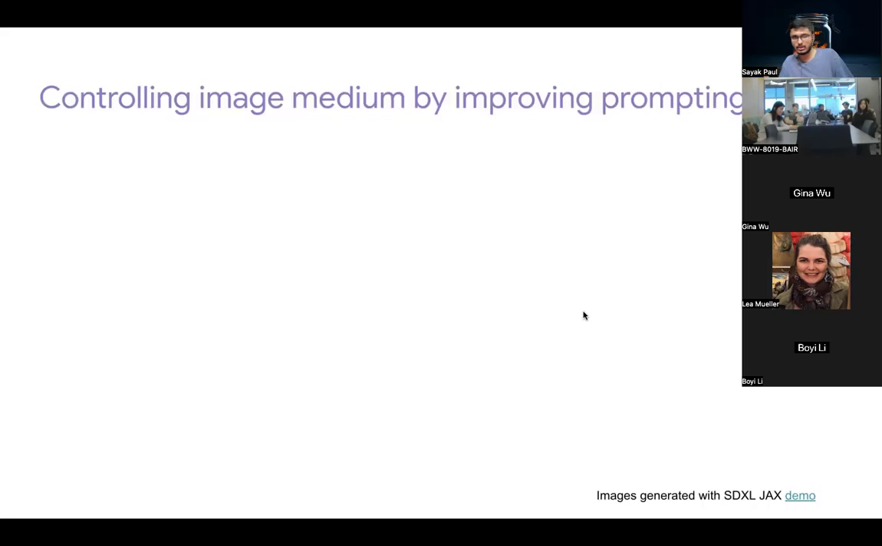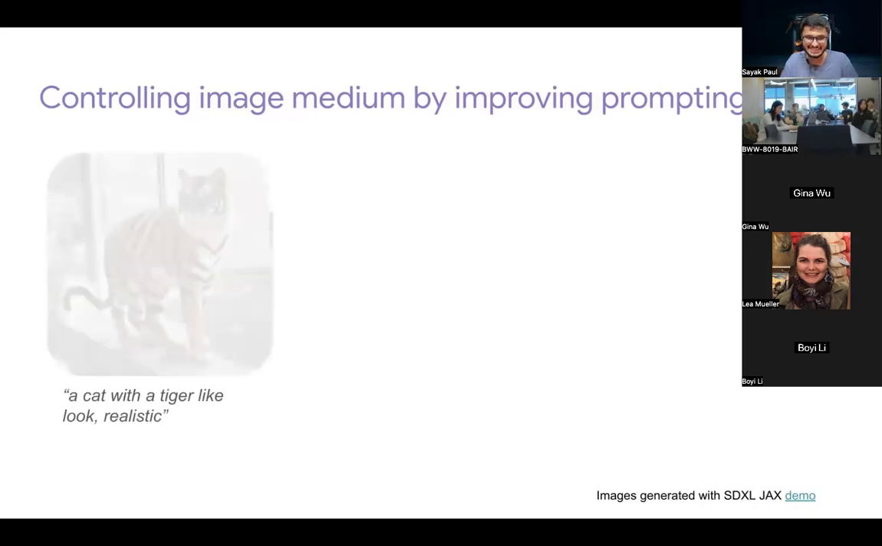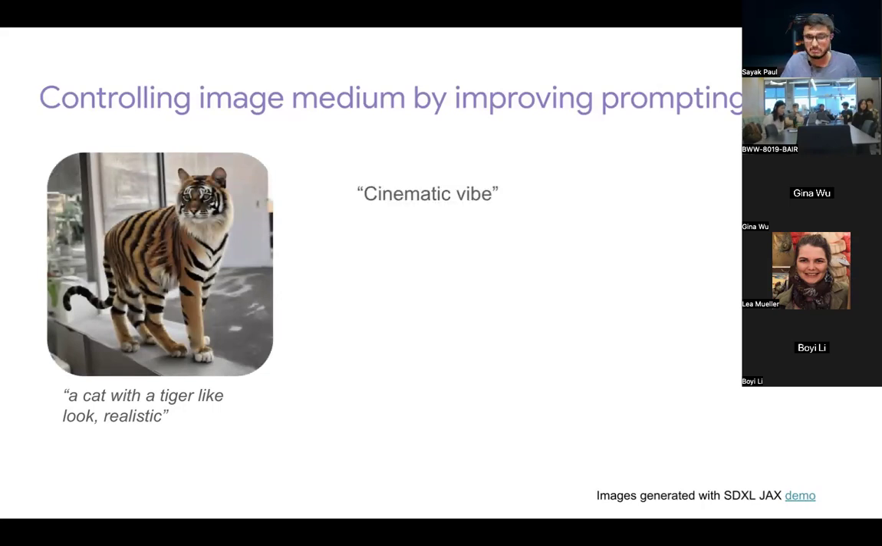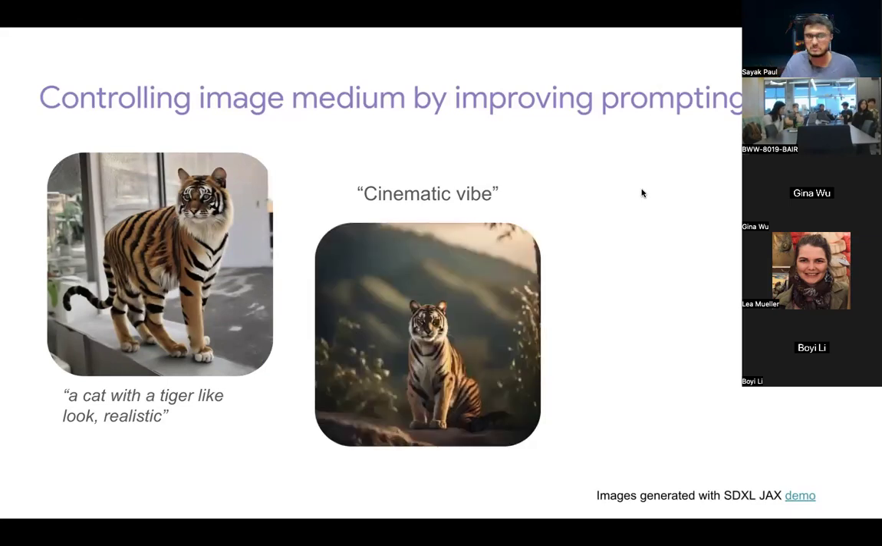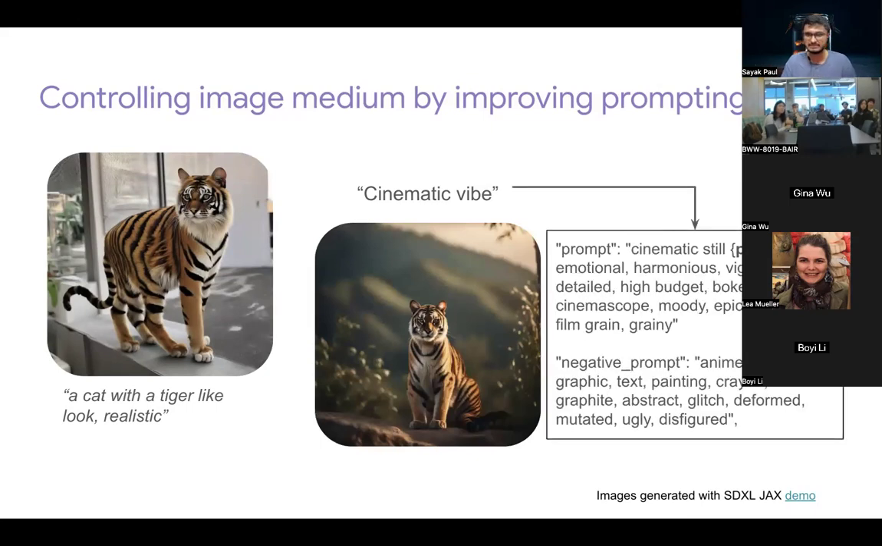We can actually control image medium by improving prompting, such as this. Let's say we are starting with a very short prompt, a cat with a tiger-like look, realistic, and this is how it looks. But I also wanted the image to have a certain cinematic vibe, basically like this, which looks more pleasing and more aesthetic. How do we do that? We follow some guidelines. We upsample this caption to align with my expectations, and we take advantage of classifier-free guidance by also appending a negative prompt so that my diffusion model does not go astray.